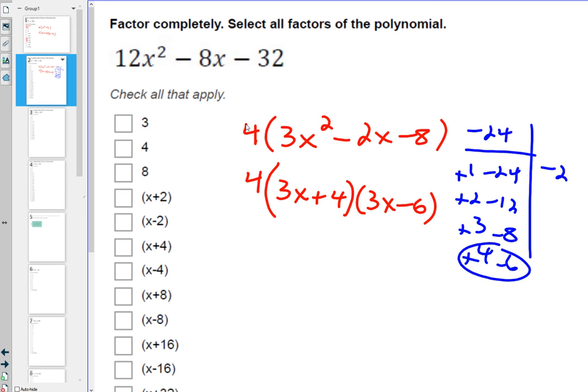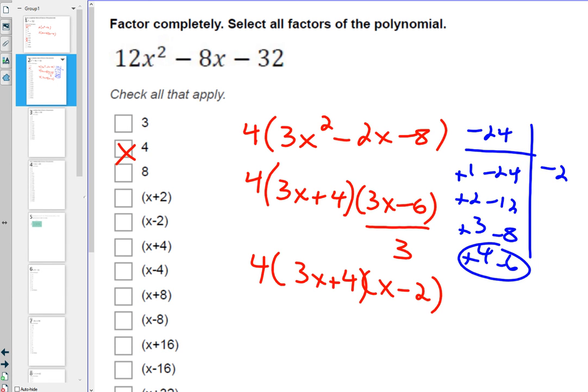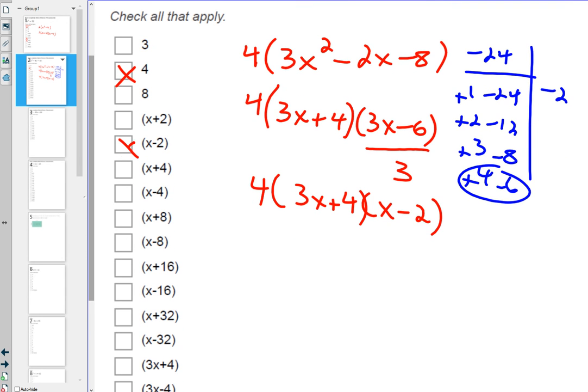Got the answer. No, we're not done because this is actually a shortcut. This is not an equivalent expression to what we started with. This is where we're taking a shortcut, but the shortcut only works if you reduce these. I can't do anything with 3x plus 4, but this can be divided by 3, which gives me x, what is it, x minus 2? So now you can go check this. x minus 2 and 3x plus 4.